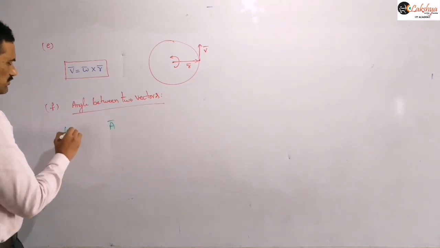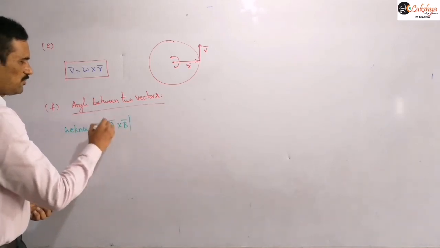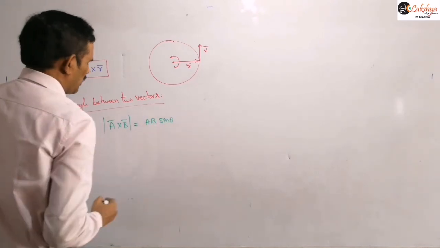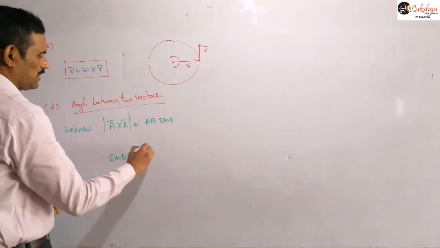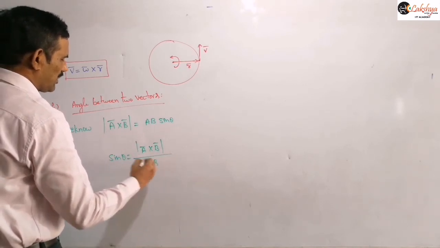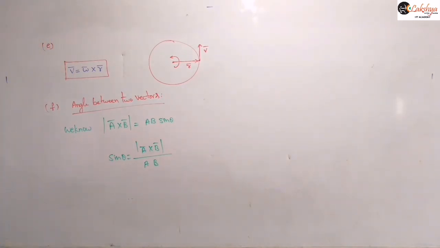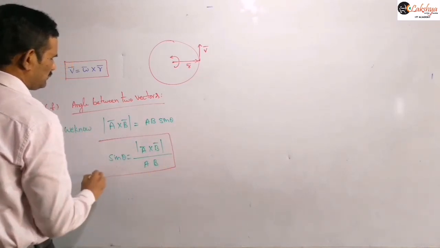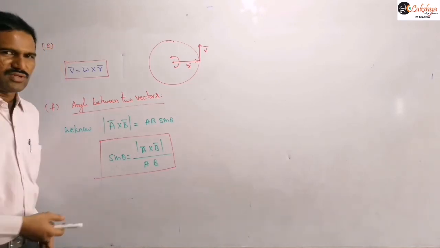So we know the mod of a bar cross b bar will be equal to ab sin theta, right? And therefore, from this we can write sin theta is equal to mod of a bar cross b bar by ab, where a and b are the magnitudes of those vectors. So that is the formula for the angle between those two vectors. Similar to cos theta, sin theta can be expressed like this: mod of the cross product of the two vectors by the magnitudes of the two vectors.